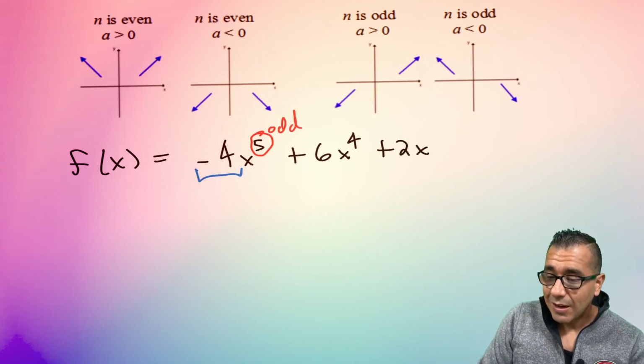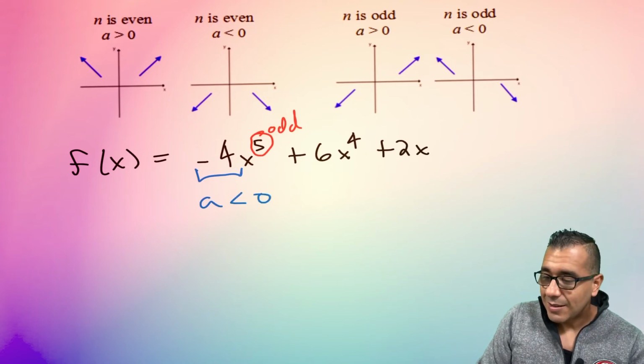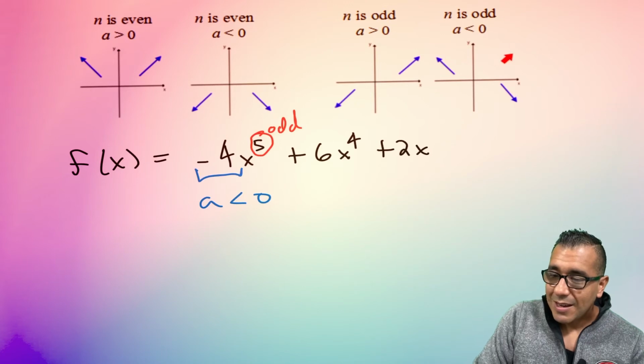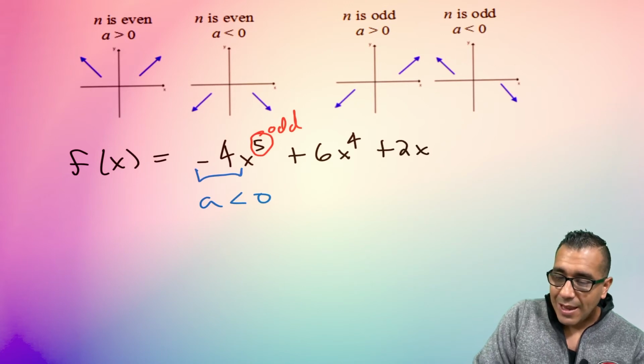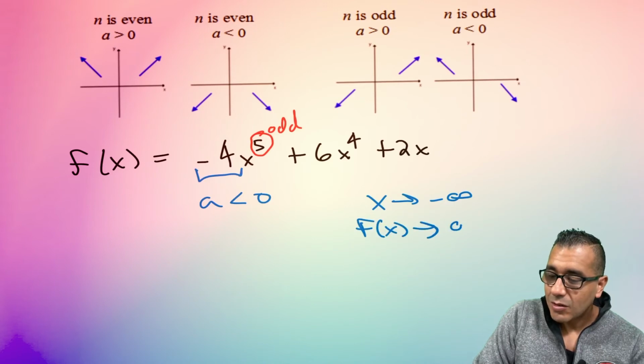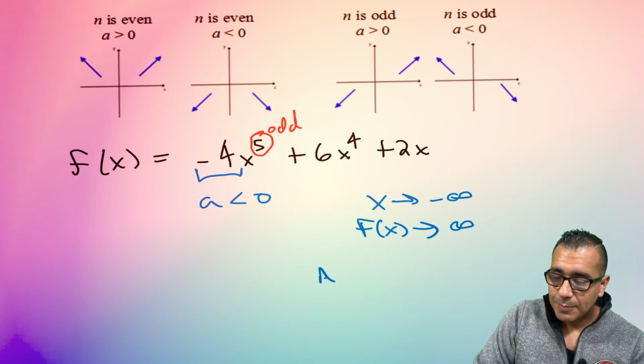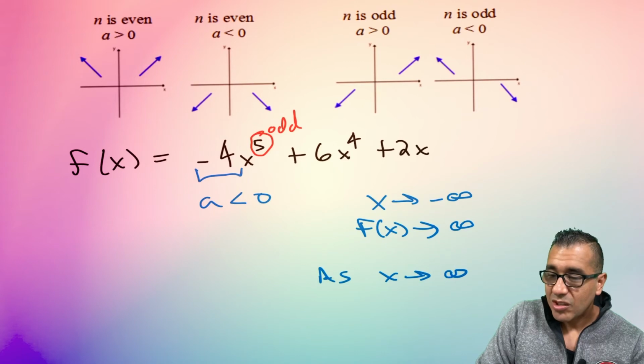Notice how it's negative. So because our a is negative, less than 0, what that's telling us is that as x goes to negative infinity, look what your graph is doing. Your height is going to positive infinity. F of x is going to positive infinity. And as x goes to positive infinity, which just means as I go to the right, look what your graph is going to do.